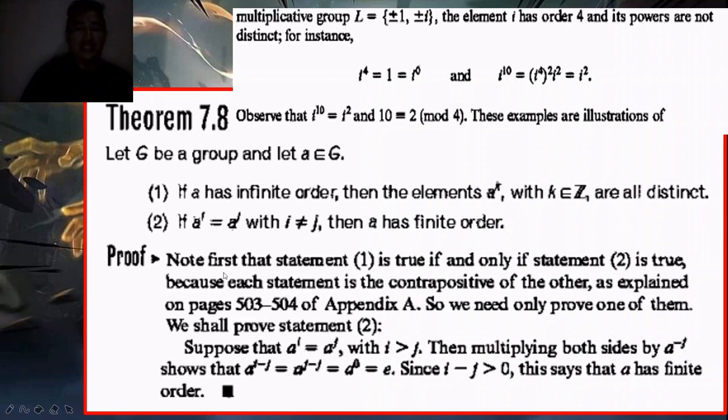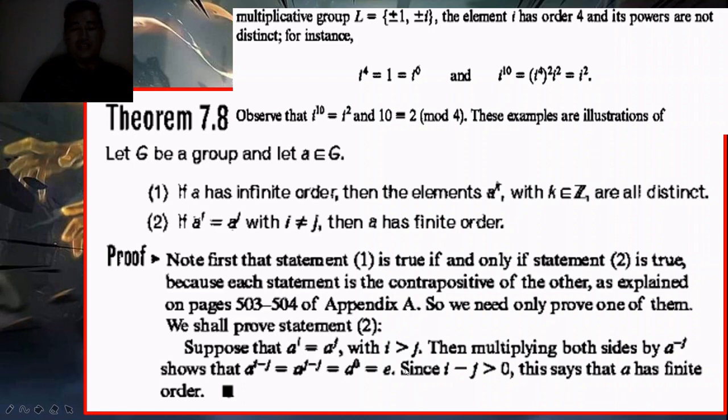We just pick one to prove, statement 2. Suppose that a to the i is equal to a to the j with i greater than j. We take i and j not equal, so suppose that i is greater than j without loss of generality.